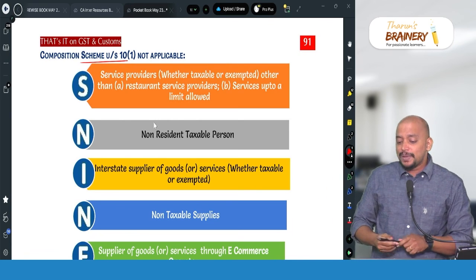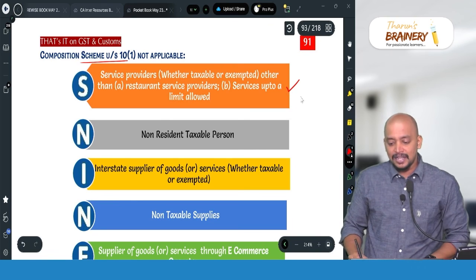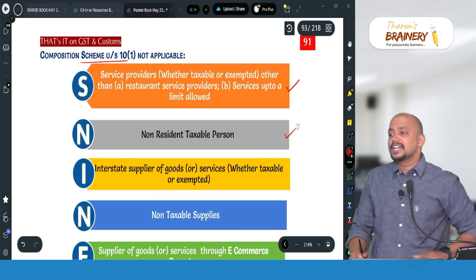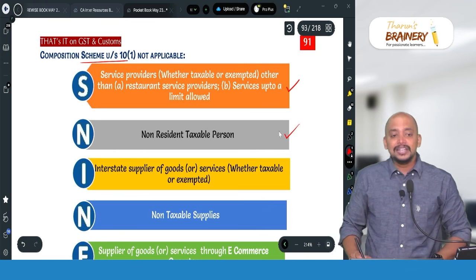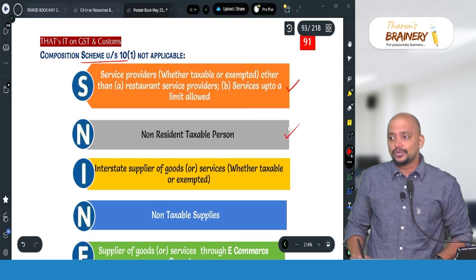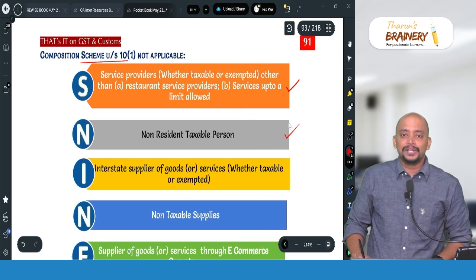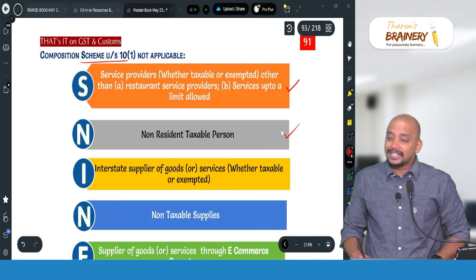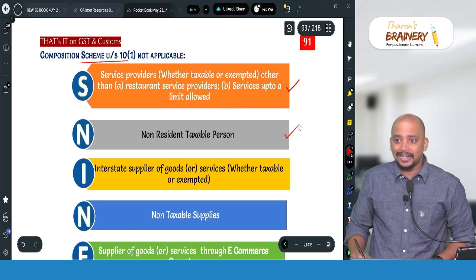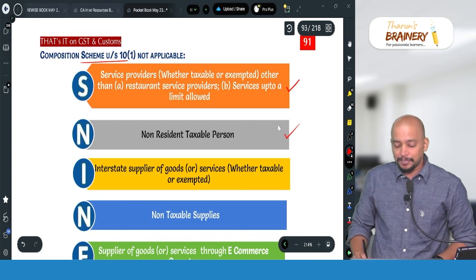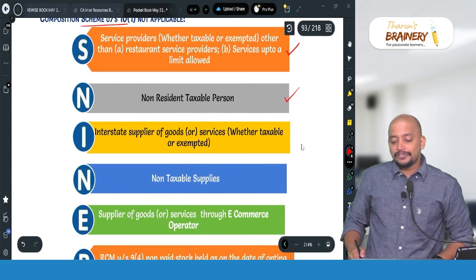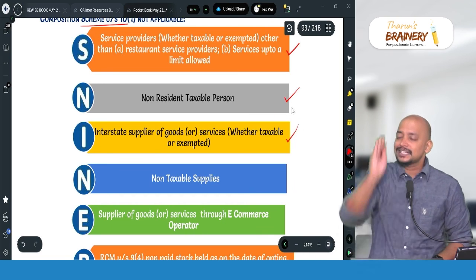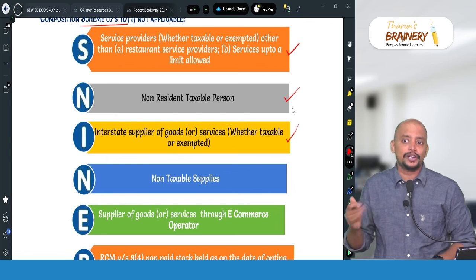Plus you should not be a non-resident taxable person. Who is an NRTP? One who comes from outside the country to India and does not have any physical place of business in India is called an NRTP. They will be supplying goods or services in India. For example, cricketers who come from outside India to play tournaments, or actors who come from outside India to act in movies, will be called NRTPs. Then, interstate supplier of goods or services, whether taxable or exempted. If you are making interstate supplies of goods or services, you cannot opt for the composition scheme.